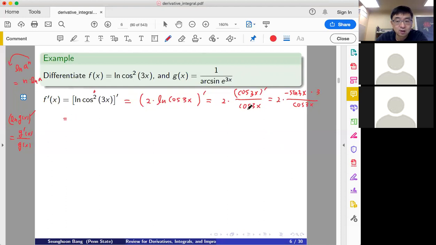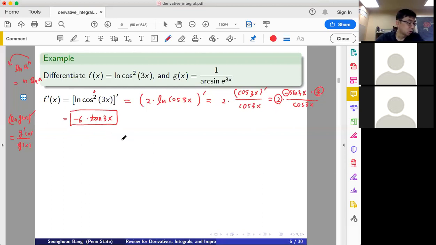What's that? You can keep 2 times minus 1 times 3, which is negative 6, times sine over cosine. Remember one identity: what is sine over cosine? Yes, we have the tangent function. It's good. So we have tangent 3x. That's it. This is the answer for f prime of x.